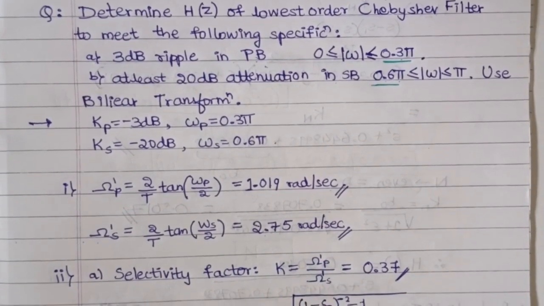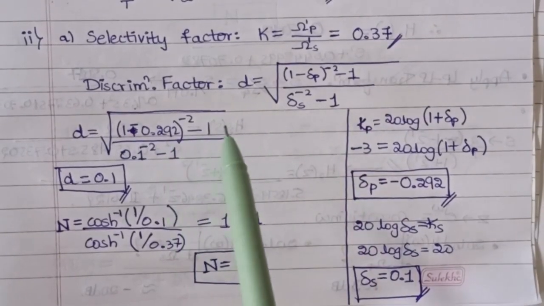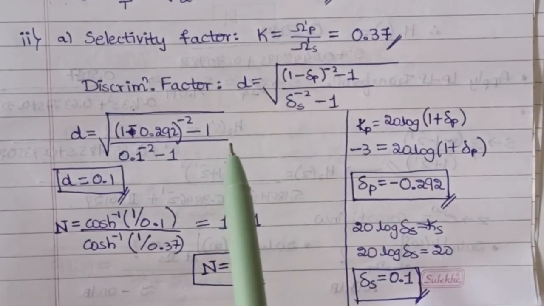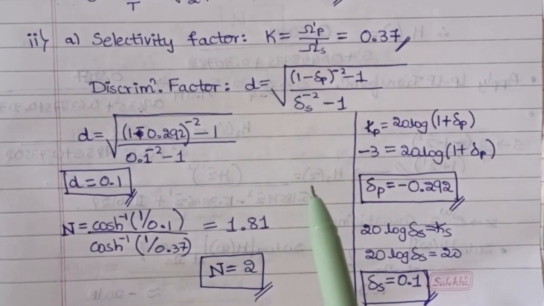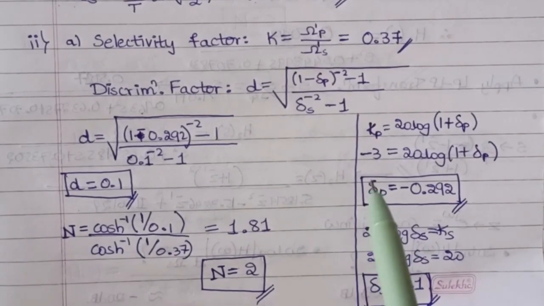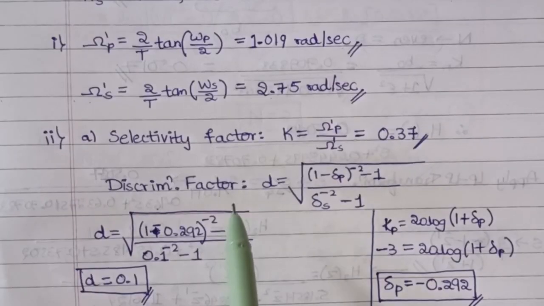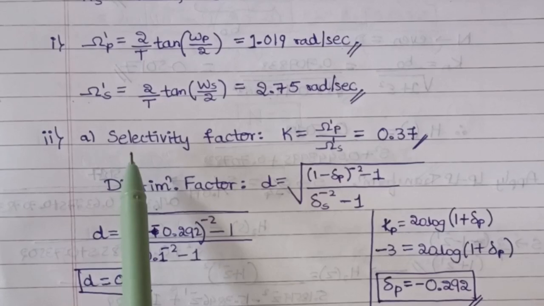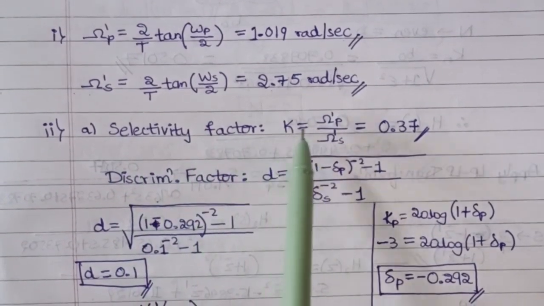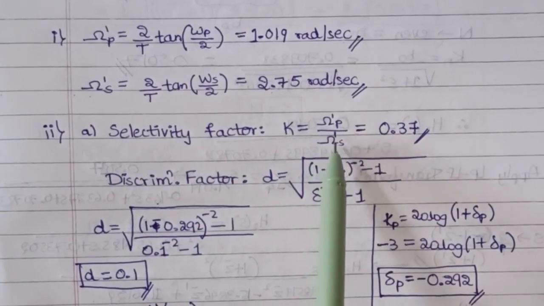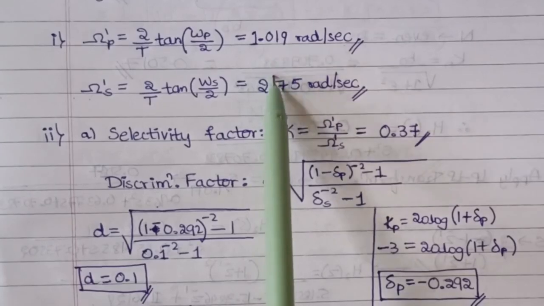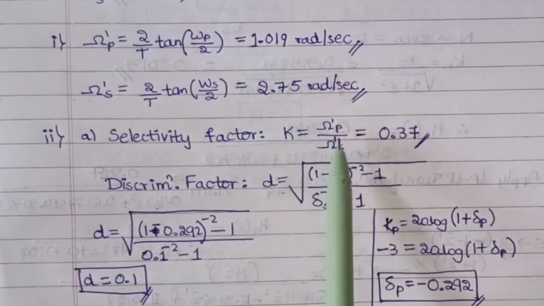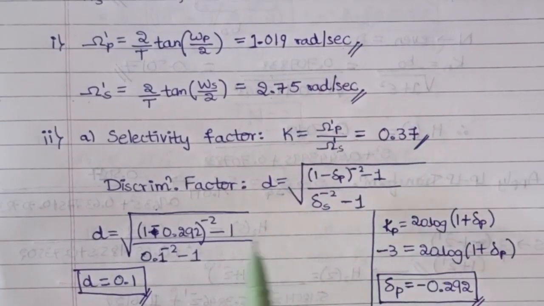In the previous videos, we have discussed the steps for the Chebyshev filter, where we have to find the value of epsilon, k, d, etc. and then find the value of n. Similarly, in this Chebyshev filter, we are finding the selectivity factor k, which is given by omega p dash by omega s dash. We have found the values of omega p dash and omega s dash. Dividing both of them gives us the value of k.